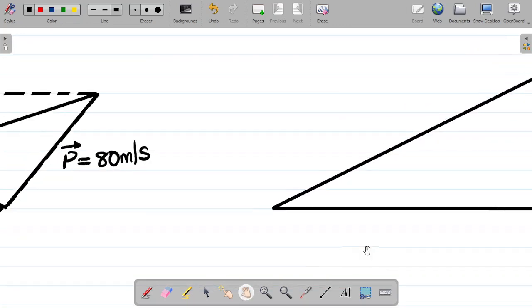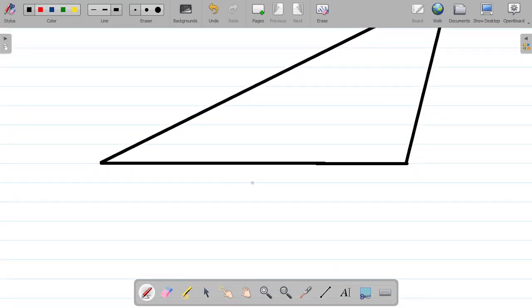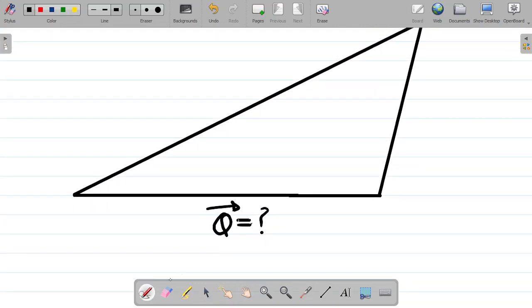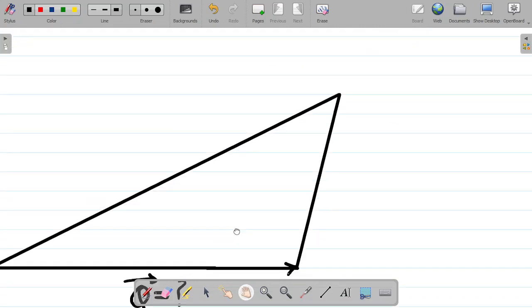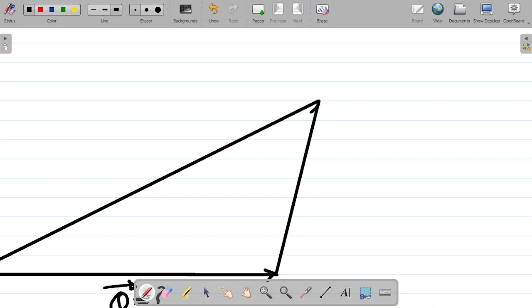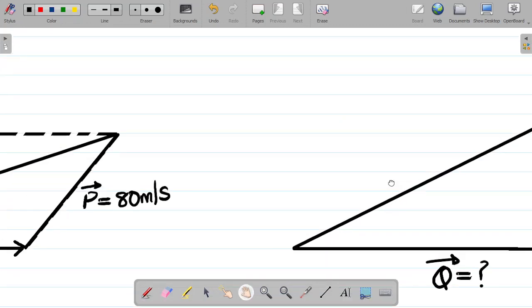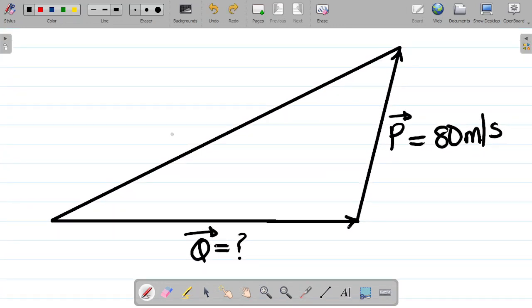So what we have here is just this same diagram. This Q here has a value equal to unknown. We have P this way, whose value was given to us as 80 meters per second, as given in the question. Also, we now have R here too, and this R is equal to 260 meters per second, as given. So we now have this figure.